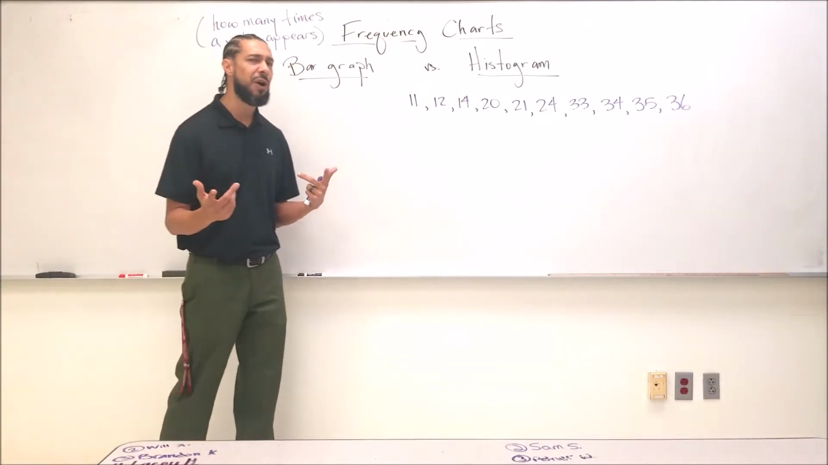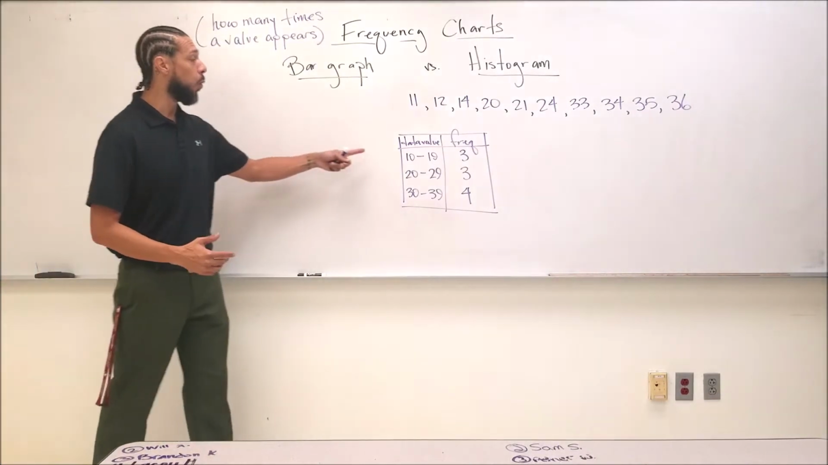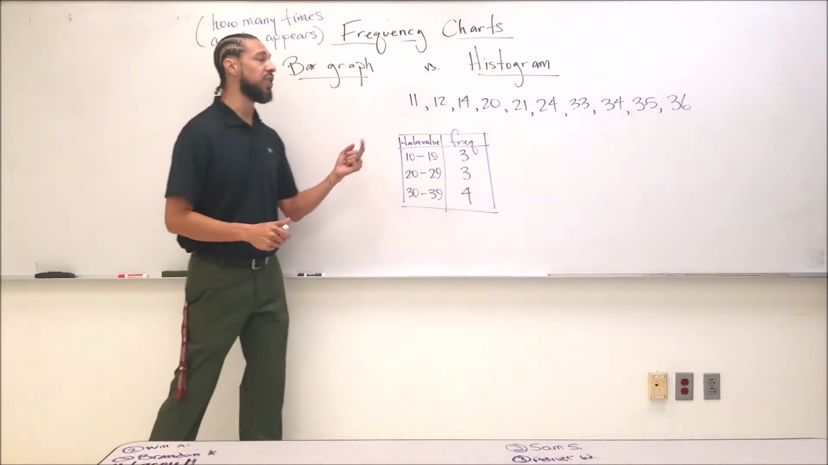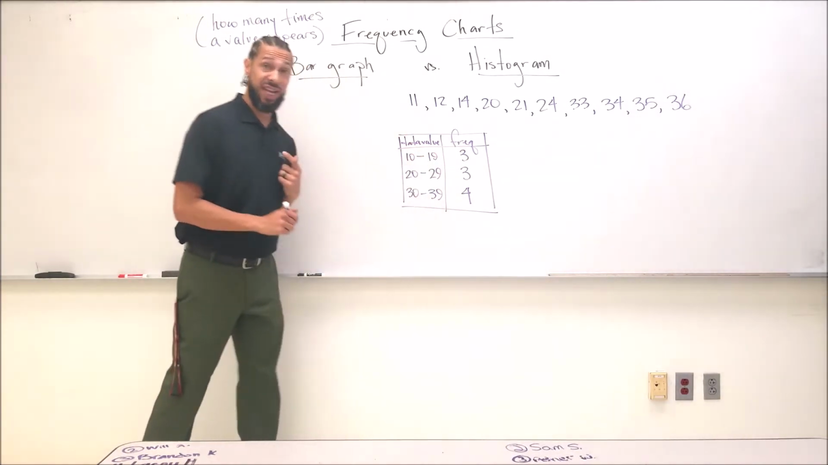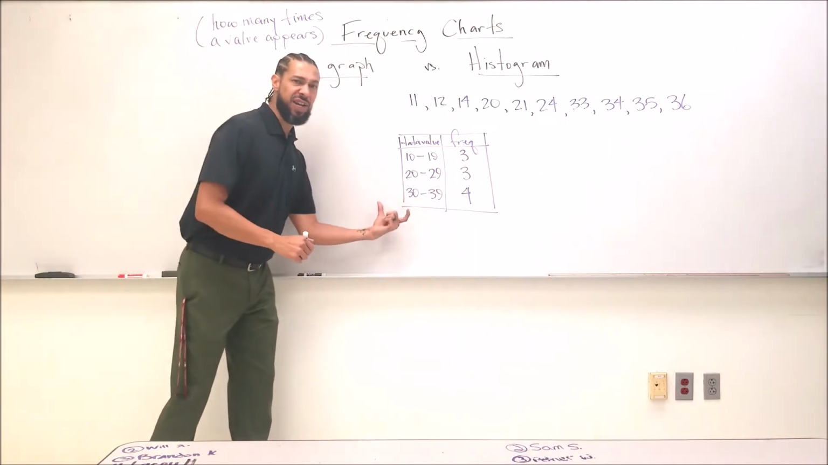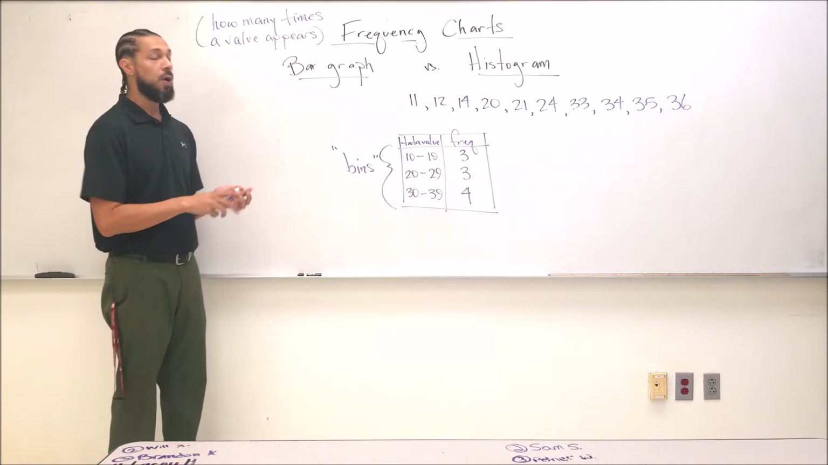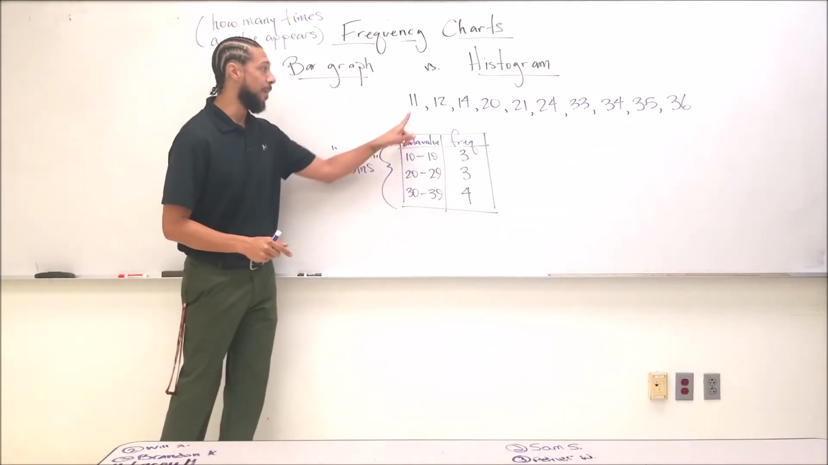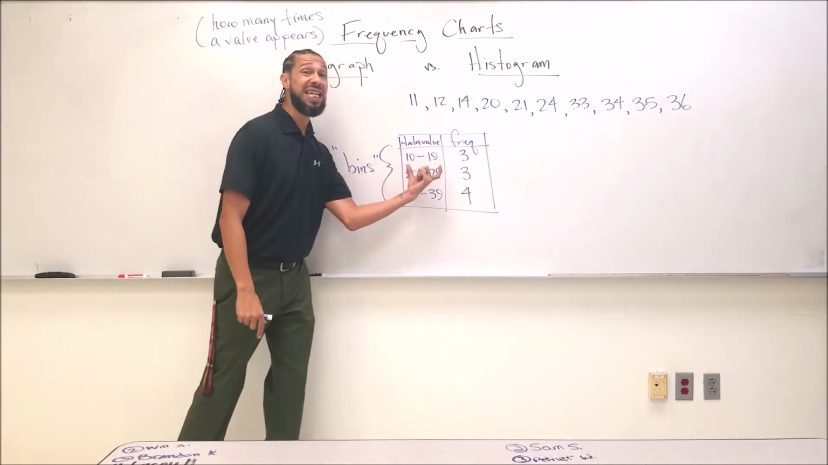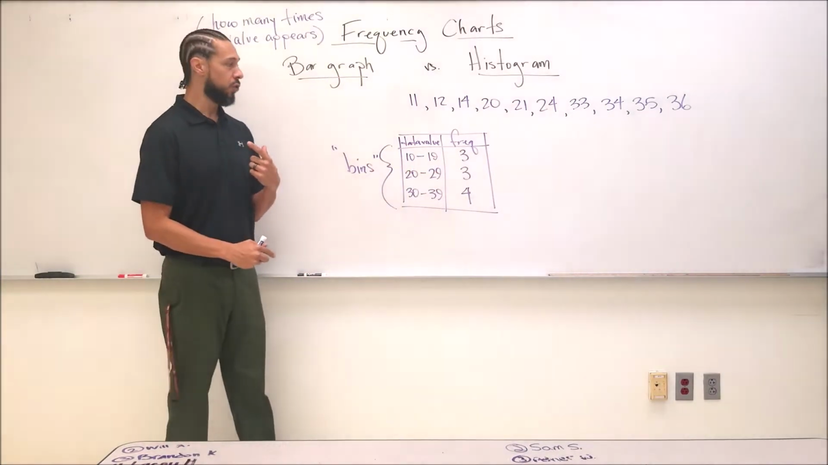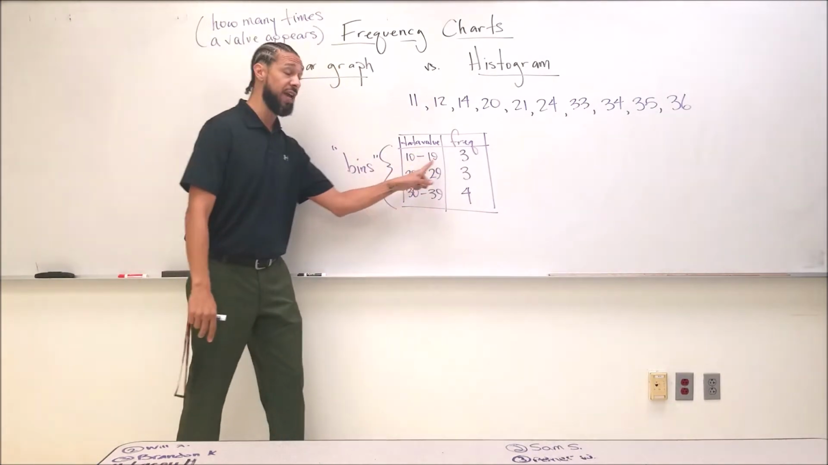Let's see what that frequency chart would look like. That's exactly right. Notice now, instead of using one data value, I'm using a range of data values. There's a special name for these ranges also. These ranges are called bins. Now instead of trying to figure out how many times 11 shows up, I'm trying to figure out how many times numbers between 10 and 19 show up. So how many numbers do we have between 10 and 19, including 10 and 19?